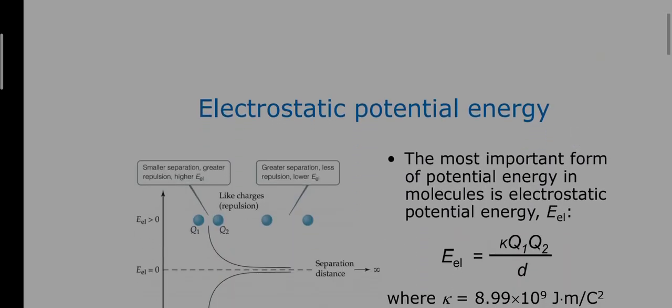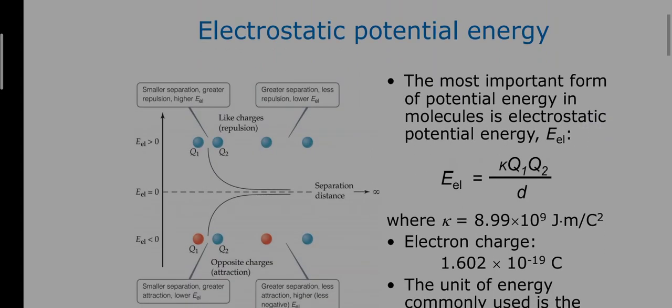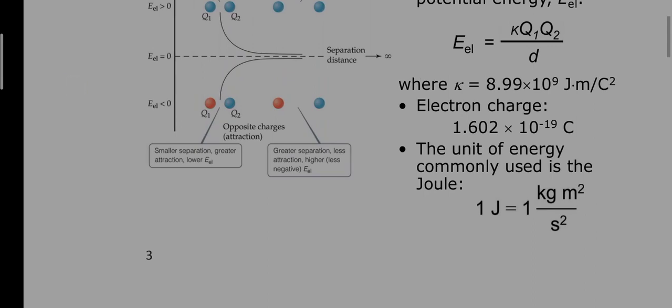Next, electrostatic potential energy. The most important form of potential energy in molecules is electrostatic potential energy. Electron charge is 1.602 × 10^-19 coulomb. The unit of energy commonly used is the joule.